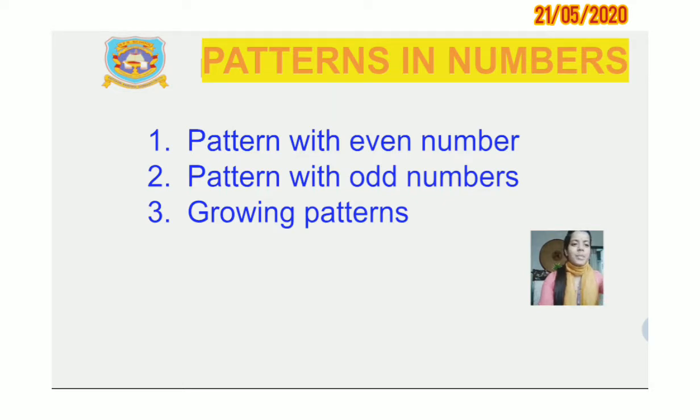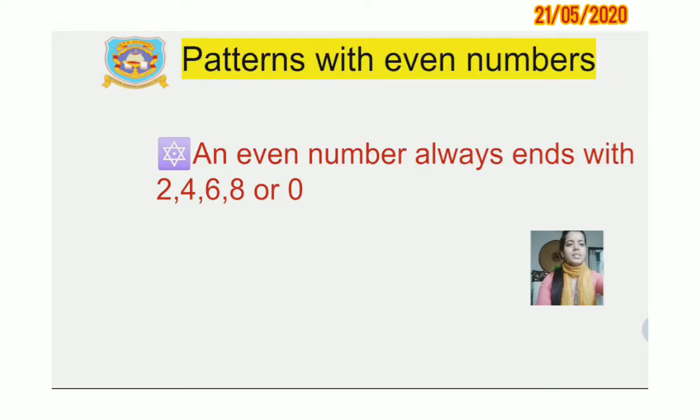So let us learn to form patterns of odd and even numbers, as well as let us see how to find out the growing patterns. Okay, so let's start with the first topic, that is patterns with even numbers. Now dear children, what are even numbers? The numbers ending with 2, 4, 6, 8 or 0 are called even numbers.